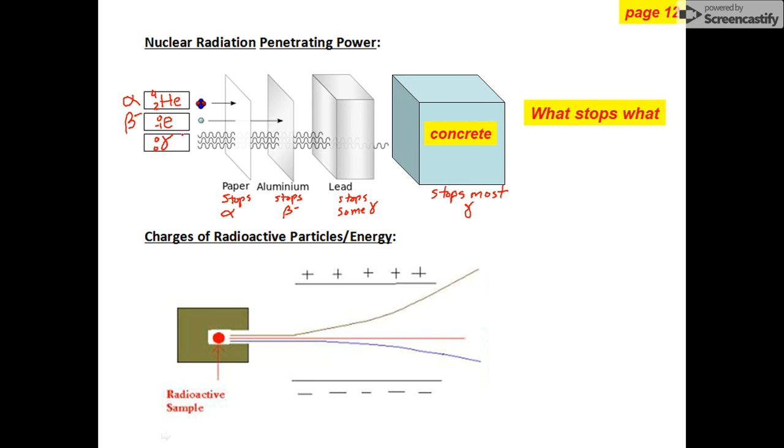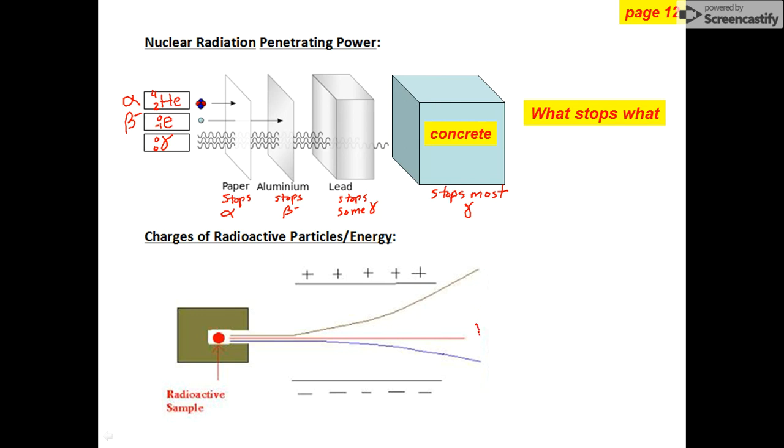So this little diagram tells you what stops what. Helium nuclei, big and clumsy. Gamma radiation, very, very, very strong. In terms of the charge of these particles, here we've got a little box with a radioactive sample in it, and it's shielded on all sides, except here it can let particles and radiation come out the front. And we have a positively charged plate and a negatively charged plate.